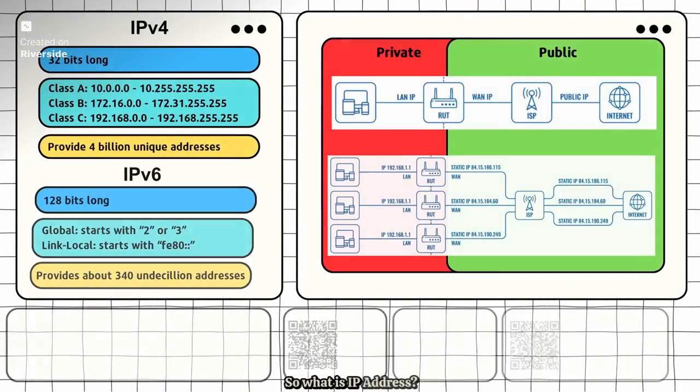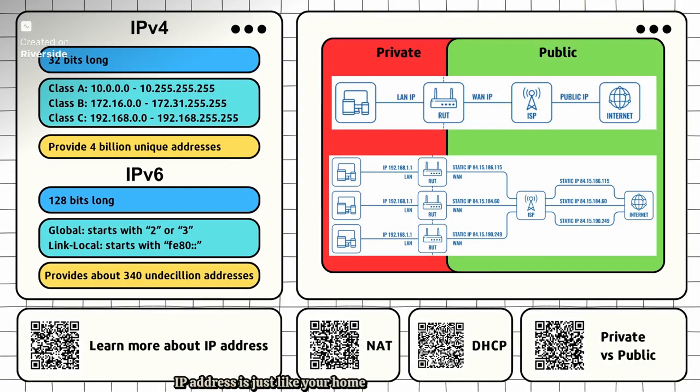So, what is an IP address? An IP address is just like your home address. It has to be unique, right, to define where you are. And each device that is connected to the network needs to have its own unique IP address. You can learn more about IP addresses by scanning this QR code. But in short, we have two versions, IPv4 versus IPv6. IPv6 exists because we're currently running out of unique IPv4 addresses.